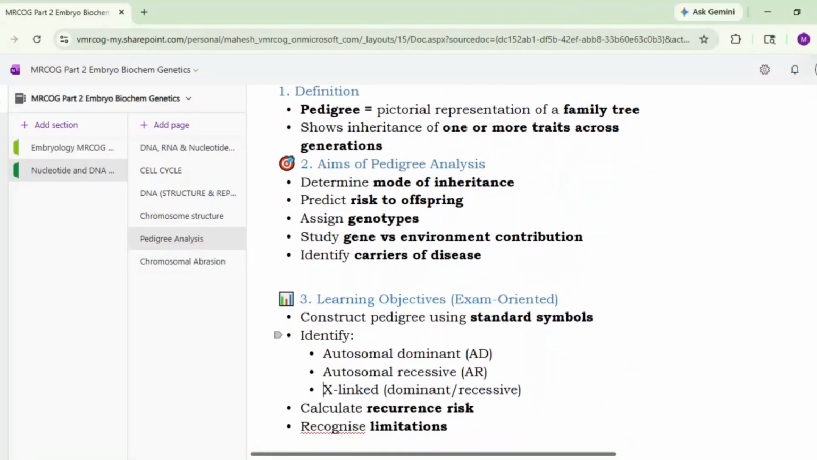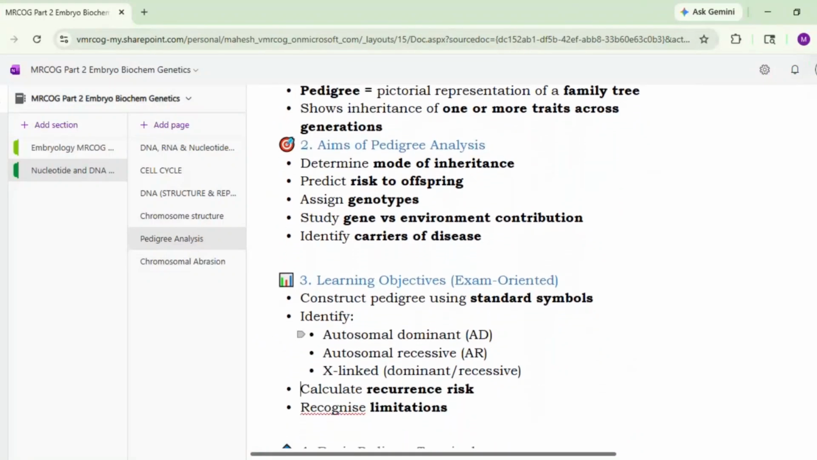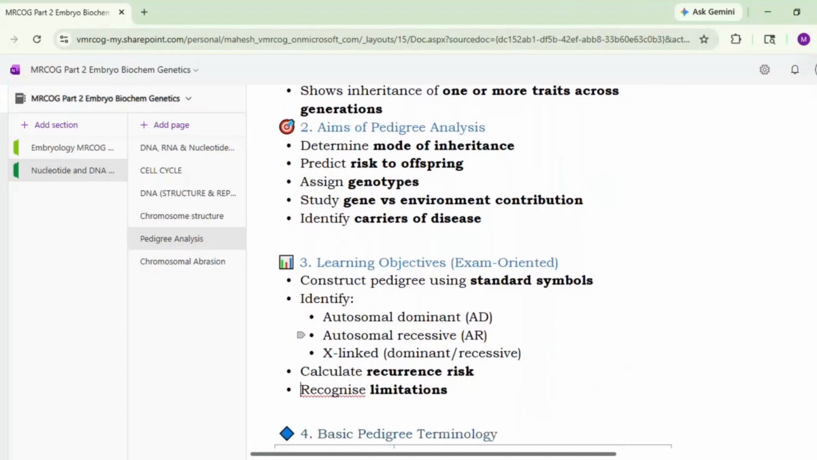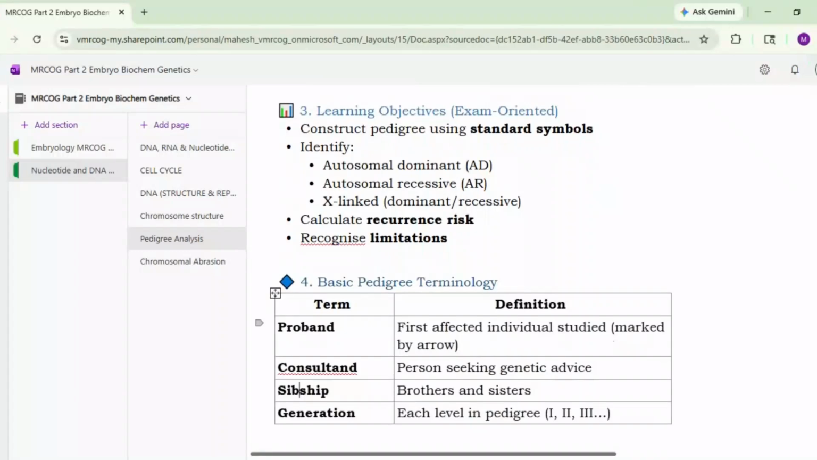So what we are going to learn: construct the pedigree using standard symbols. Okay, so identify whether it is autosomal dominant, autosomal recessive, or X-linked, either dominant or recessive, and we should be able to calculate the recurrence risk and recognize the limitations of the pedigree itself.